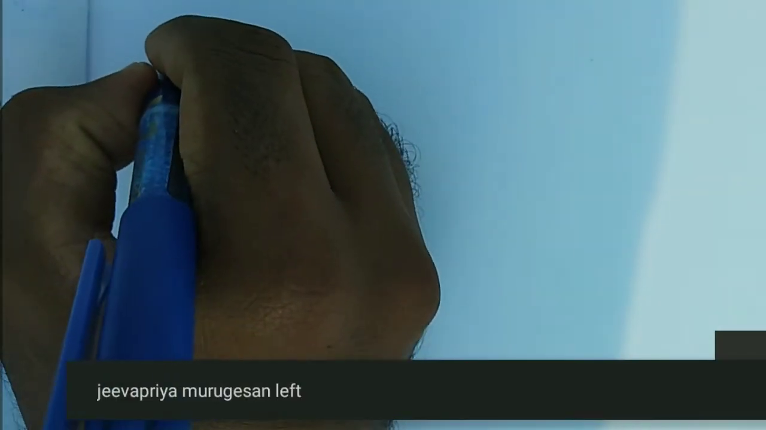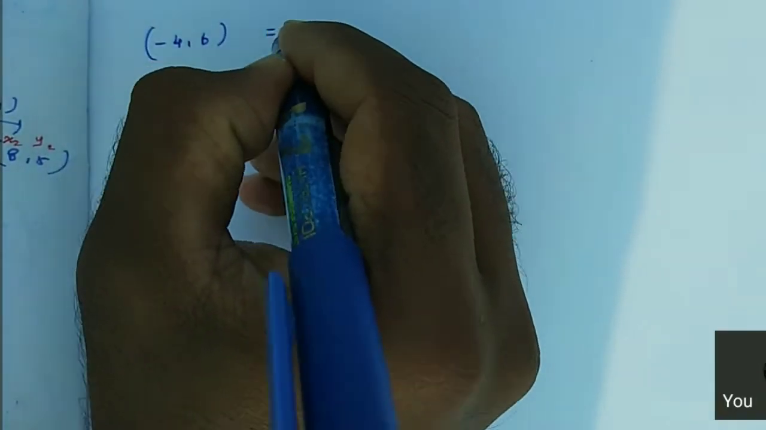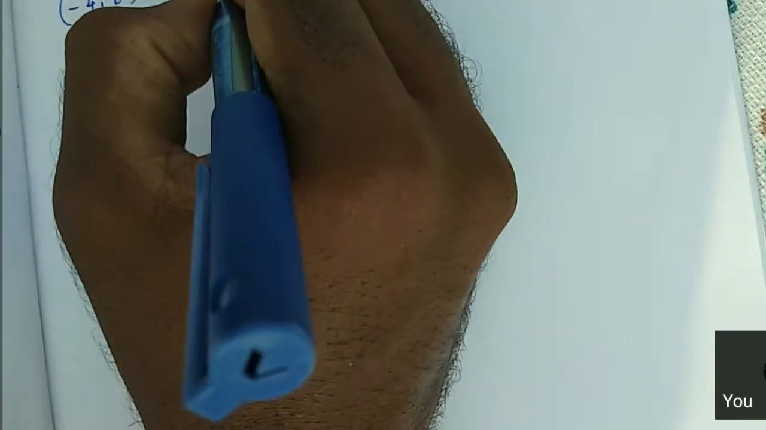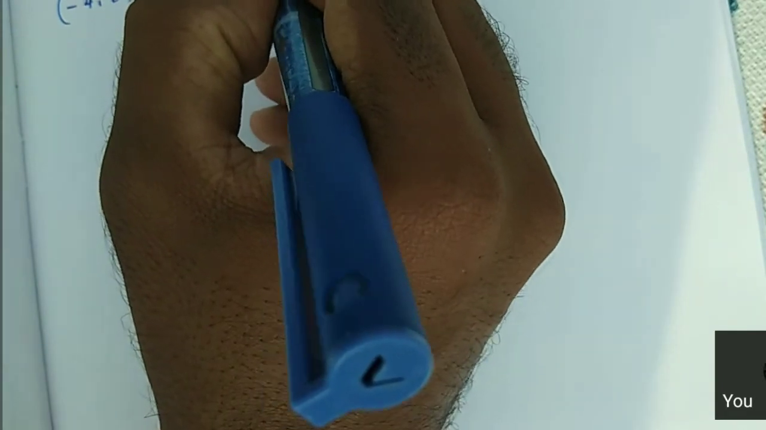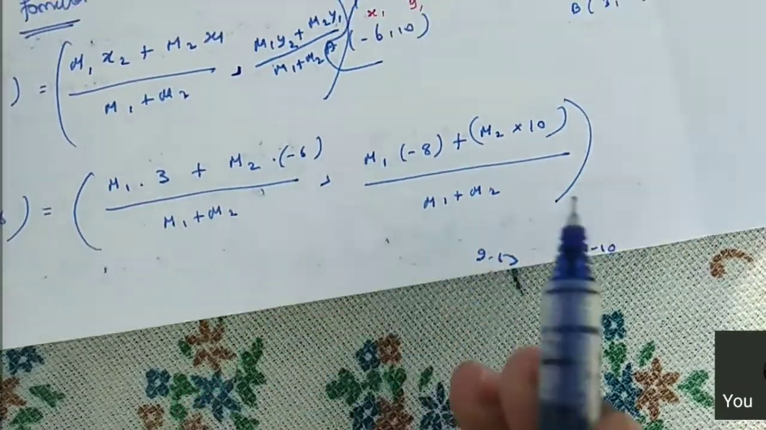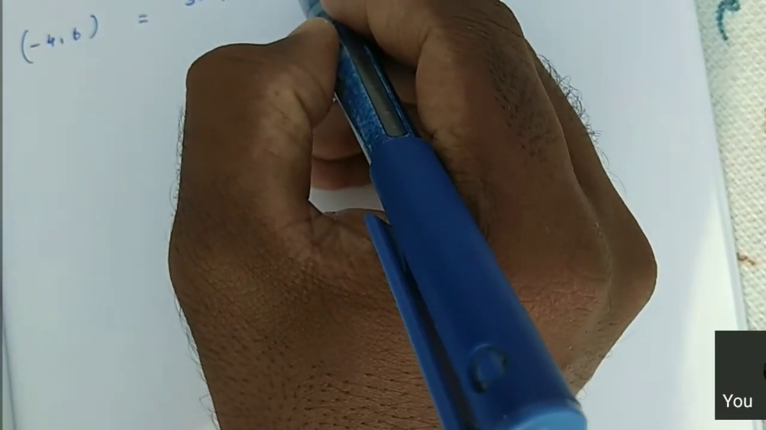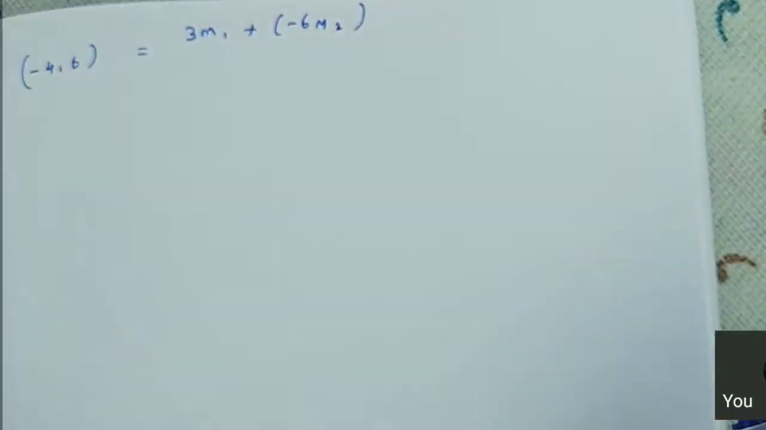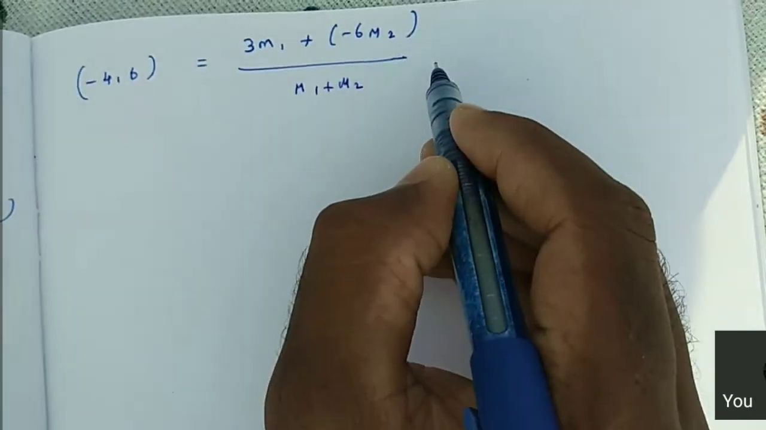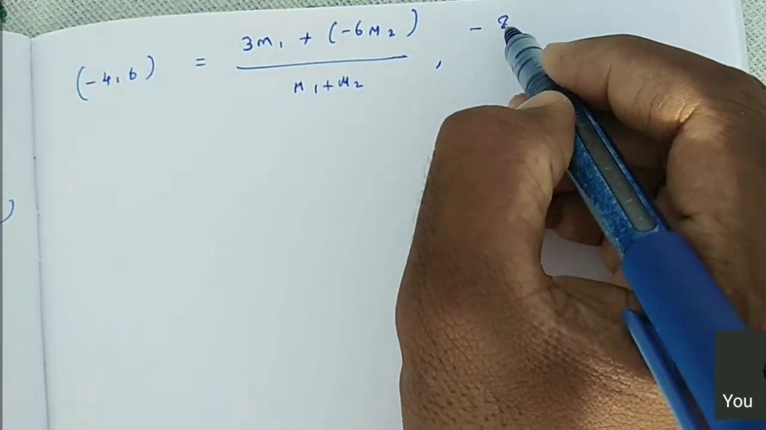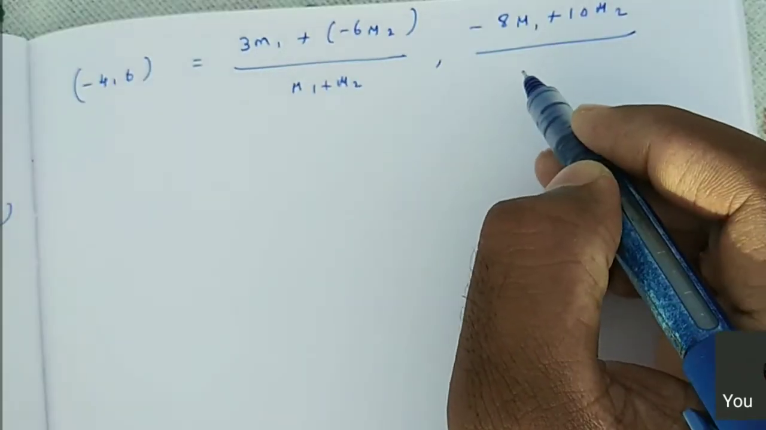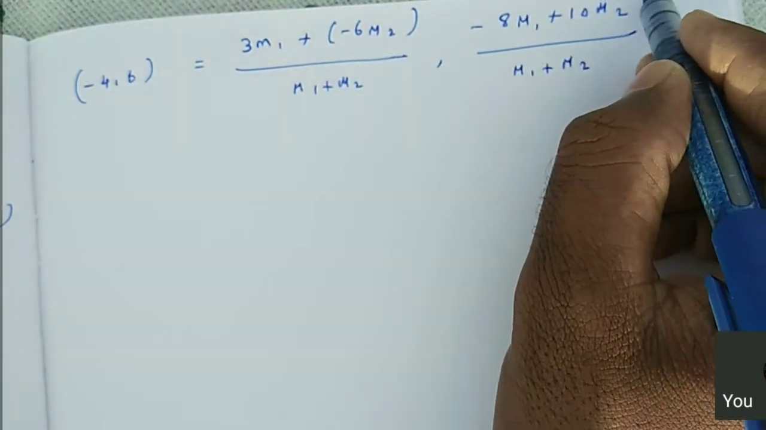So now we can solve the problem. Minus 4 comma 6 is equal to 3 into m1 plus m2 into minus 6, so 3m1 minus 6m2, divided by m1 plus m2, comma, minus 8m1 plus 10m2 divided by m1 plus m2, close the bracket.